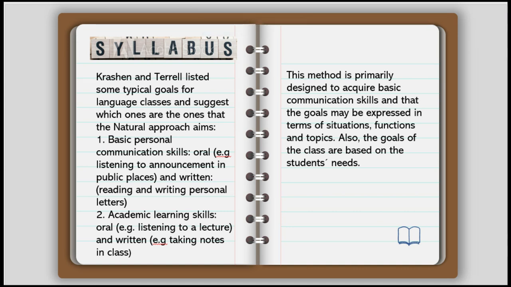Stephen Krashen and Tracy Terrell, the authors of this method, created a list of goals for a language class and suggested which ones are more related to what the natural approach aims. These are divided into the basic personal communication skills and the academic learning skills.